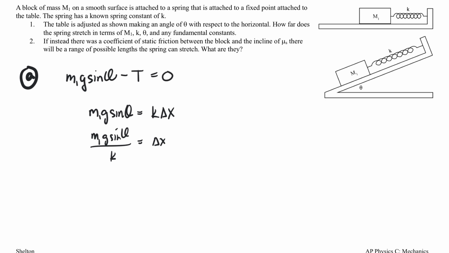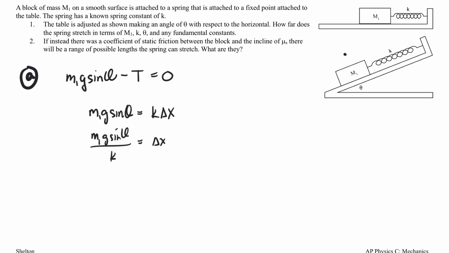All good? So the next question, if instead there was a coefficient of static friction between the block and the incline of mu s, there will be a range of possible lengths the spring can stretch. This is because if there's static friction, I could pull the spring down a little further and set the block down there, and friction will act down the ramp to try and prevent the spring from pulling it upwards. I could do the reverse. I could push it up a little bit and let go, and friction will be up the ramp to try and prevent the block from going downwards. Does that make sense? So there's two possible directions friction can act in this arrangement.